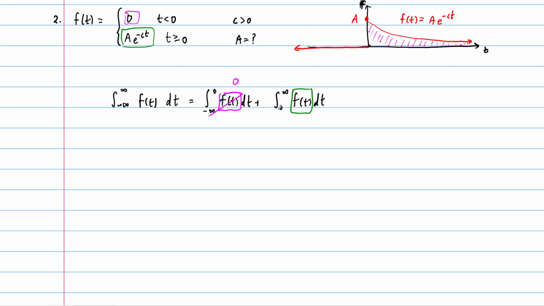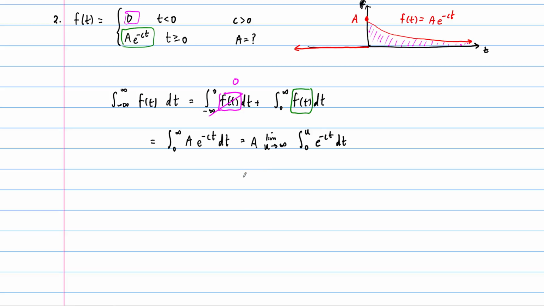But notice that's not what I wrote the first time because the lower bound is 0, right? So what we have to compute is the integral from 0 to infinity of a e to the minus ct dt. A is a constant, so it can come out. And then we have to treat this with a limit, right? We have to use a limit. Let's use a u. As u goes to infinity, the integral from 0 to u. That's how we define an improper integral, right? e to the minus ct dt.